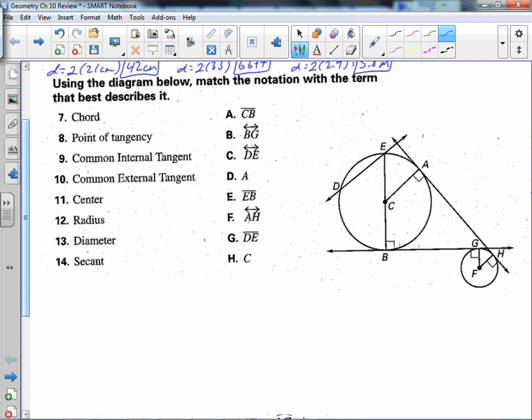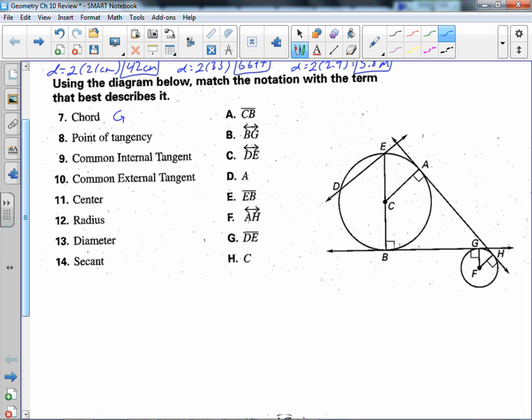Alright, so using the diagram below, match the notation with the term that best describes it. So number 7, we're looking for a chord. Right, this section is really just to see how well you can apply the vocabulary. Right, so a chord is a segment whose endpoints are on the circle. And we've only got one segment whose endpoints are on the circle that is not a diameter, and that is segment DE, which is G.